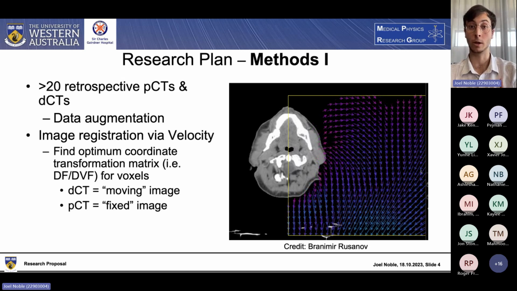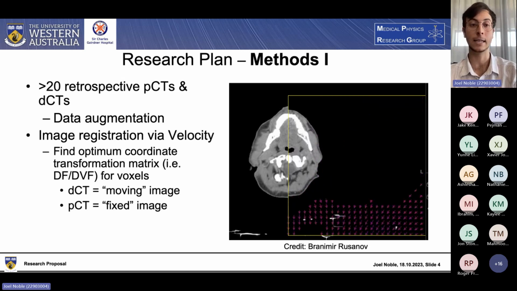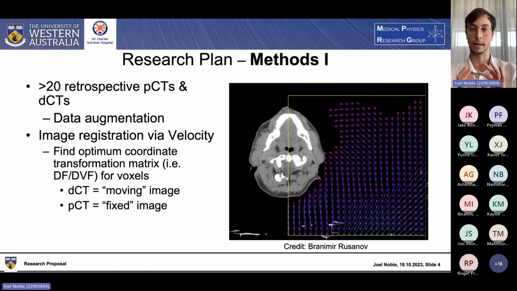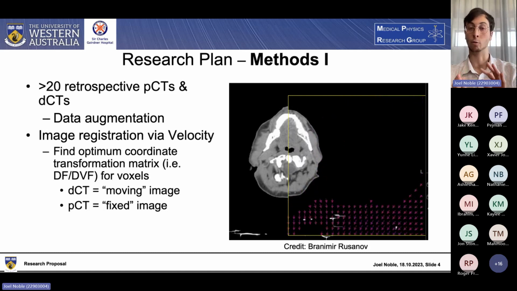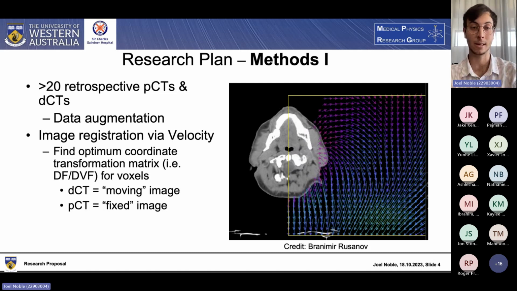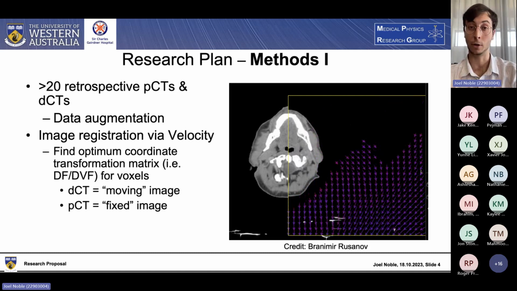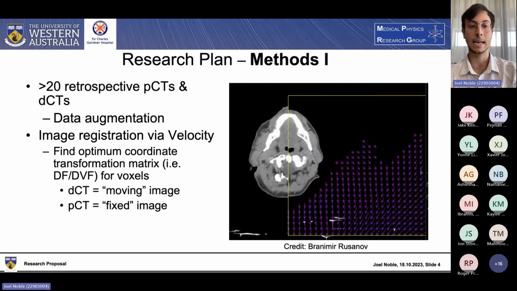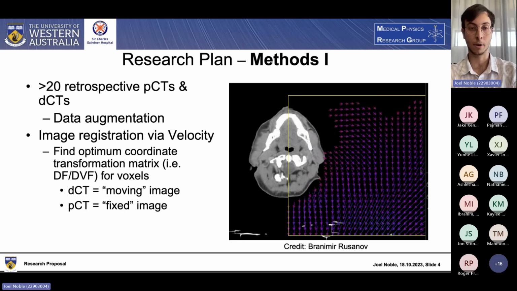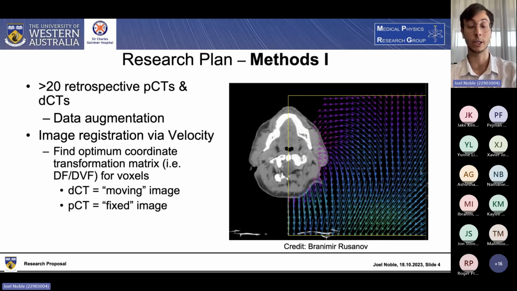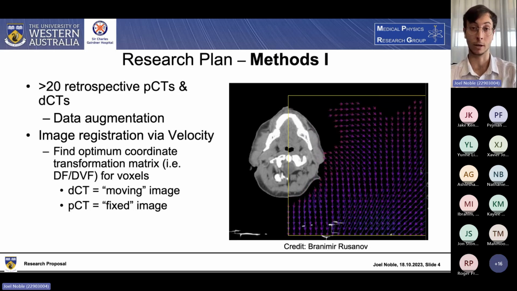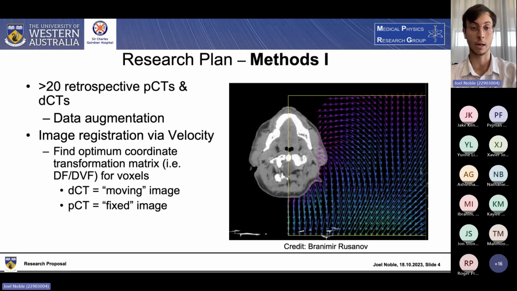So a study I'll talk in a bit more depth about later, they employed data augmentation where they did random translations and random rotations around the z-axis to effectively increase their number of training cases from 15 to 6,000. So that is something that could be investigated. And then once this data has been acquired and processed, it'll be time to register the images via Velocity, the image registration software available at Sir Charles Gairdner.